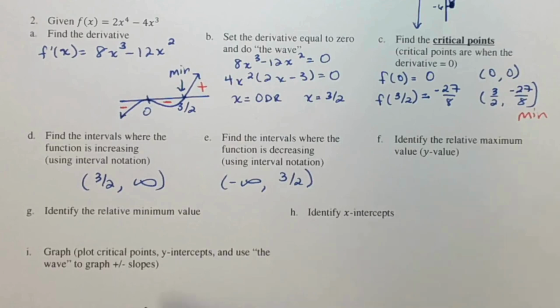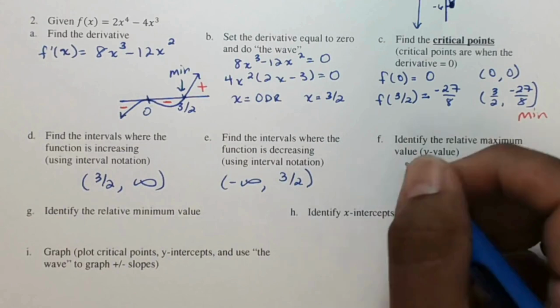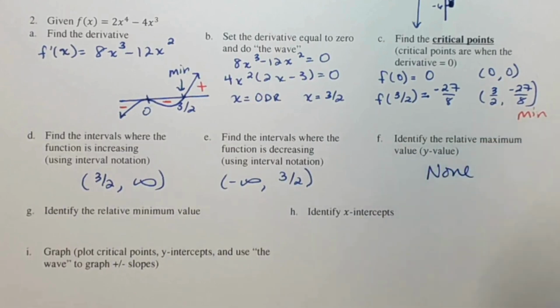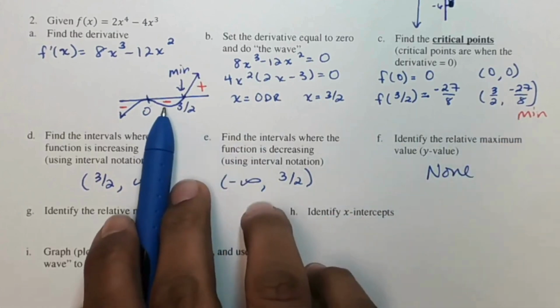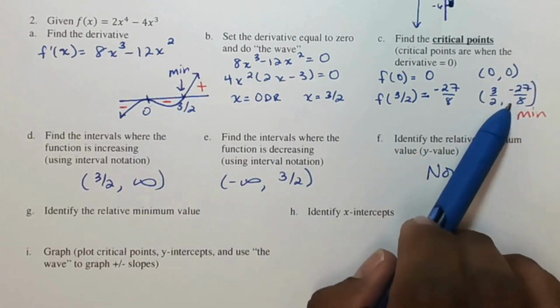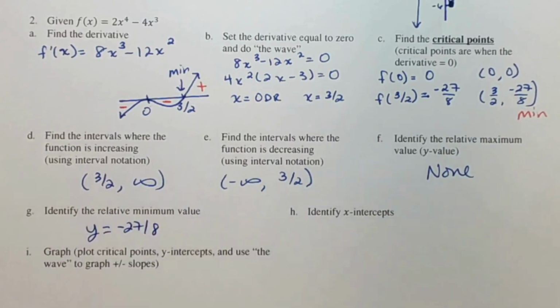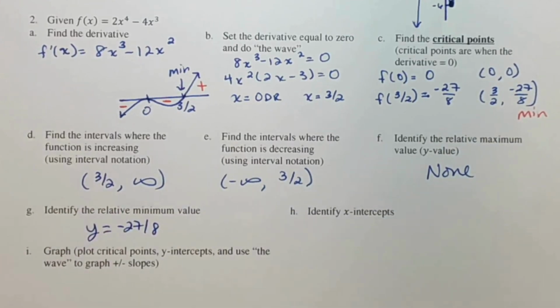So let's identify the maximum value. Well, we don't have a maximum value. We didn't have a situation where we went from an increasing to a decreasing. So there is no relative maximum value. What about the minimum value? Well, yeah, we've figured out that our function is going from decreasing to increasing, so we're going to have a minimum point here. So that y value is -27/8. Again, leave your answers as exact as possible. Don't bother putting a decimal on that.